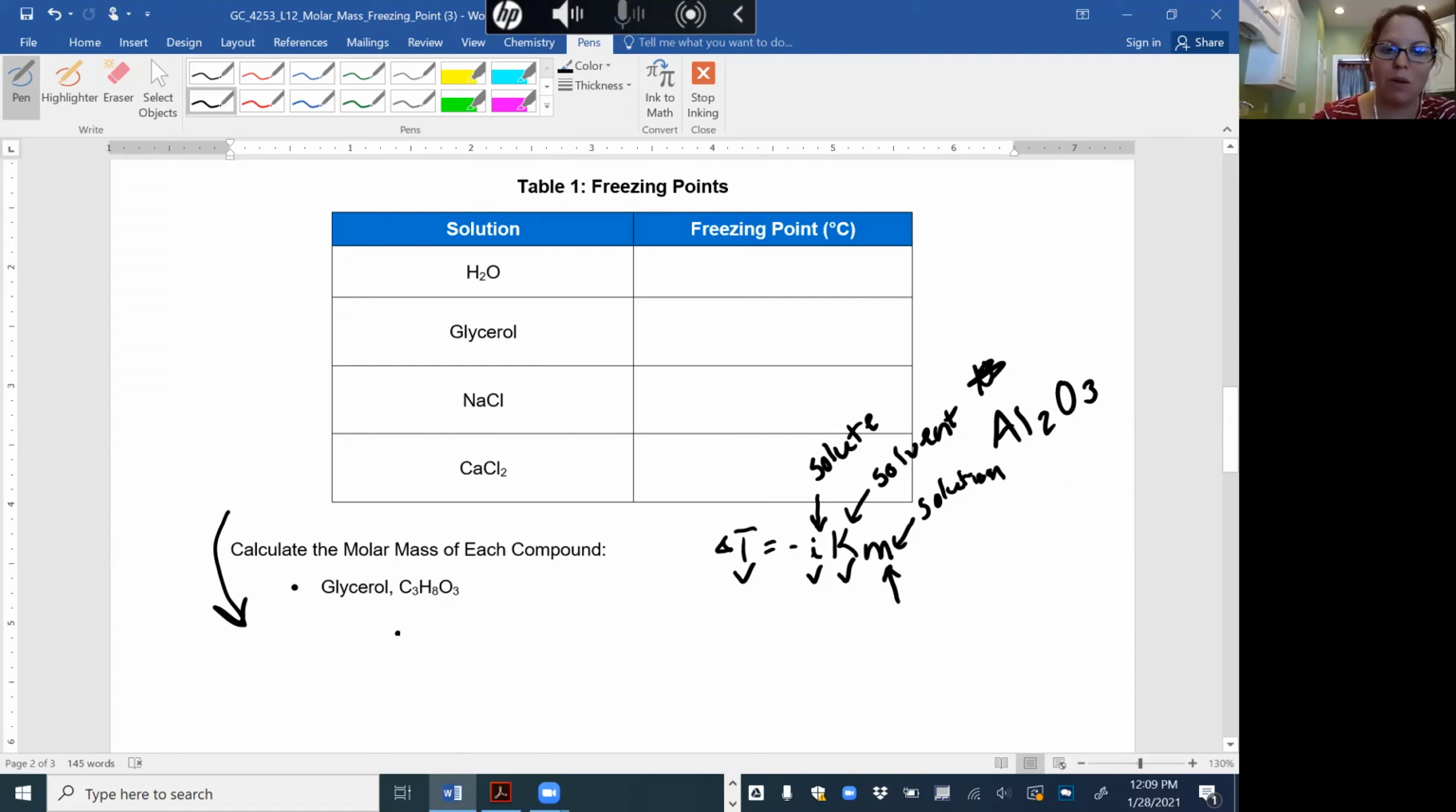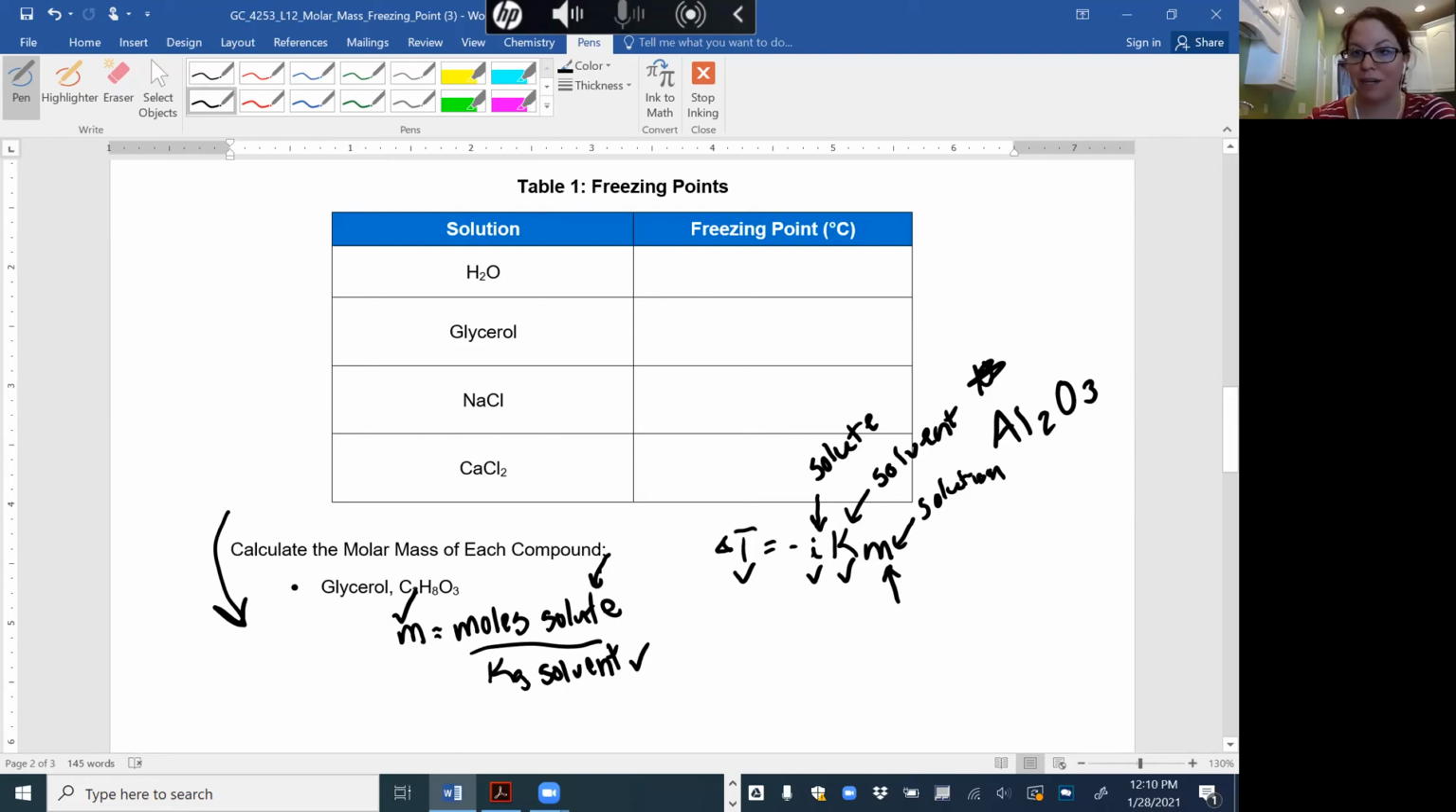Then think about what molality is. Molality is moles of solute over kilograms of solvent. So this molality value you just solved for. Kilograms of solvent, you know how much water you added. Water has a density of 1 gram per milliliter, so if you added 25 milliliters, you added 25 grams. You can figure out the kilograms of solvent. That allows you to find the moles of solute.